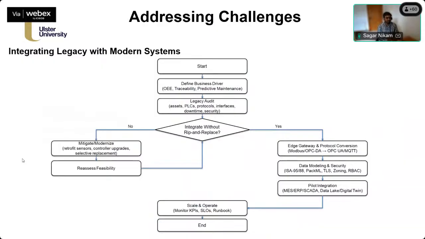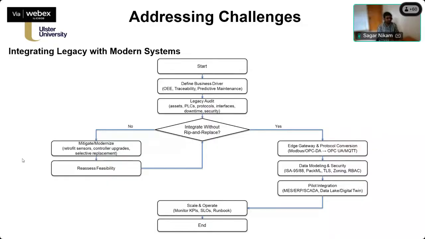The next is the legacy audit. All industries always have an inventory and constraints, like PLCs, interfaces, and protocols. All these things need to be assessed, so that the decision is whether we can integrate without replacement or need to replace. If the answer is no, then it's necessary to retrofit sensors or upgrade controllers, or selectively replace bottlenecks, or reassess the feasibility, so we can go back to the loop and understand whether non-disruptive integration is possible.